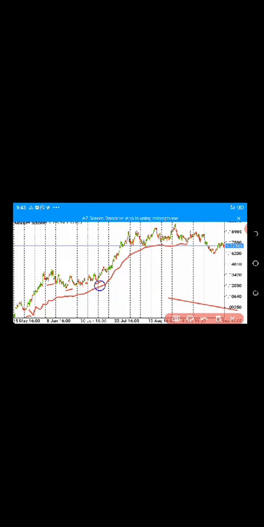You enter your trade here. You enter your trade here. You enter your trade here. That is how you'll be entering the trade until the market trend changes.